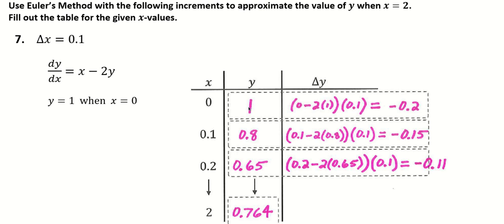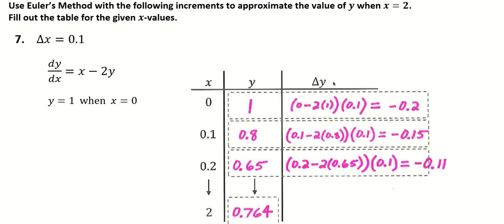So for example, we started off with y equals 1, and then when we get a delta y of negative 0.2, that is the change in y. So the next y value is 0.8. The only other thing I would remind you of here is to calculate delta y. This is something you have to be aware of for the test that you do.